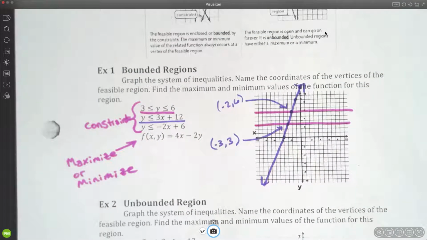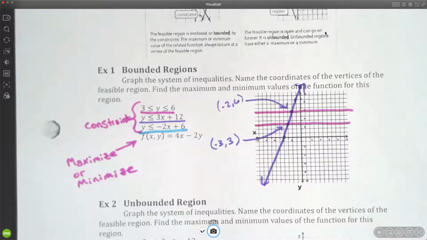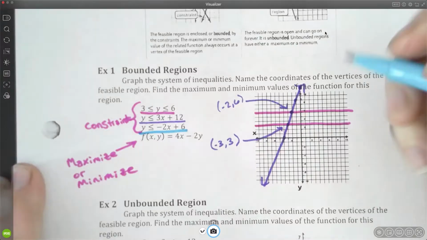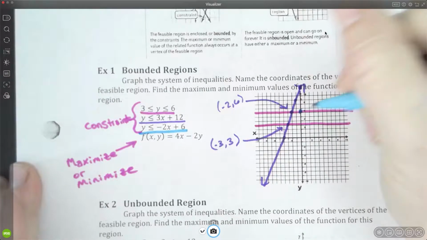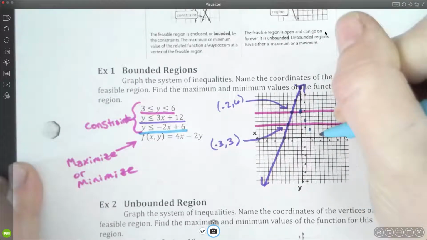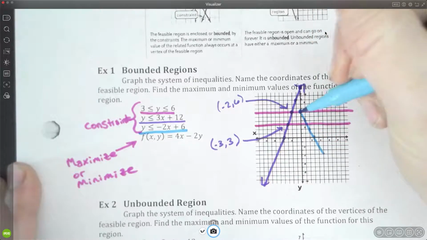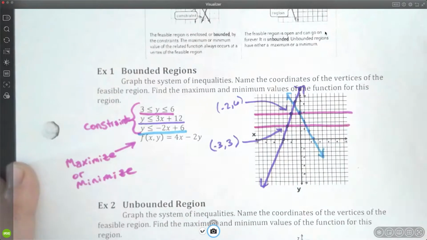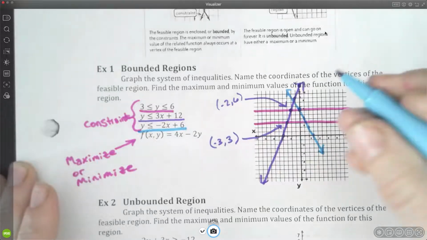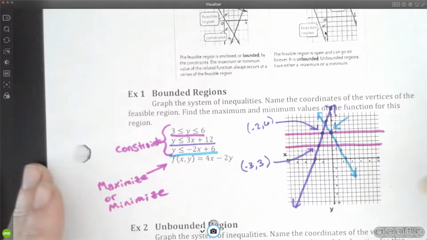Now we need to graph the third one. I'm going to get my third color out. We have negative 2x plus 6. So we start at 6 and we go down 2 over 1. Down 2 over 1. Am I doing this right? Yes. Solid line again. Okay, this guy right here, he's a really nice point where he crosses.